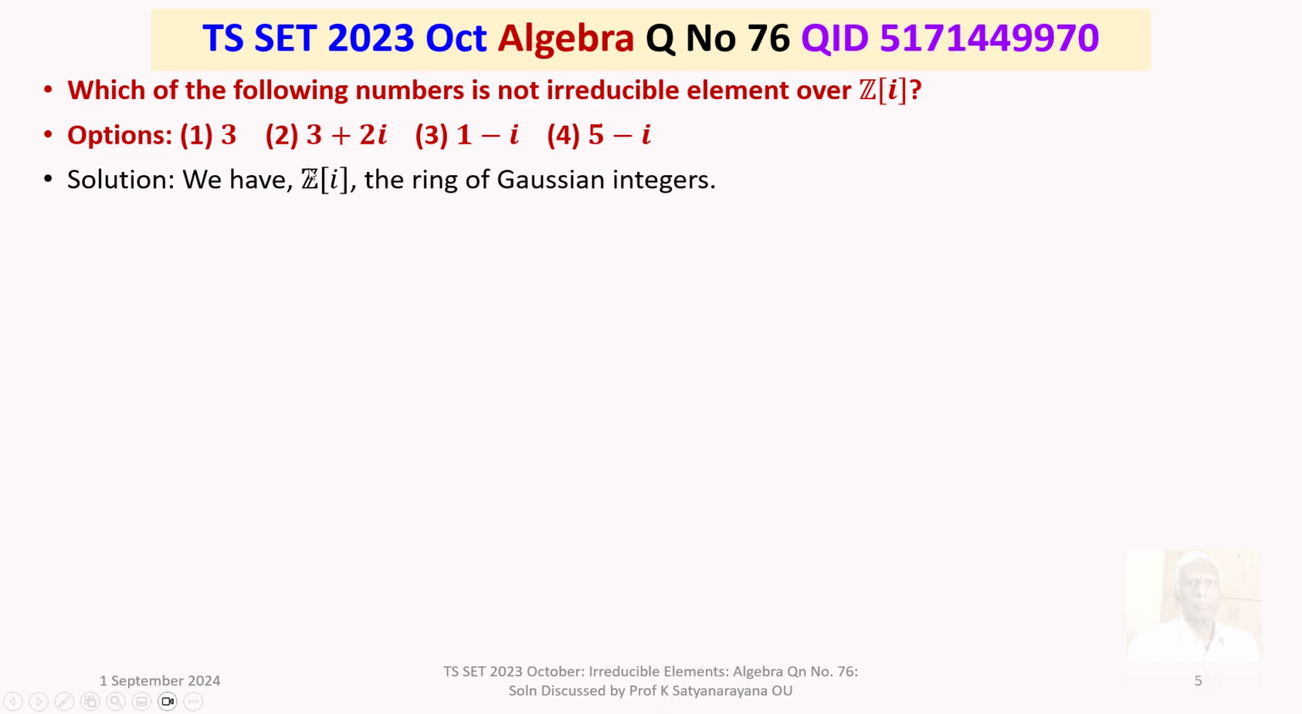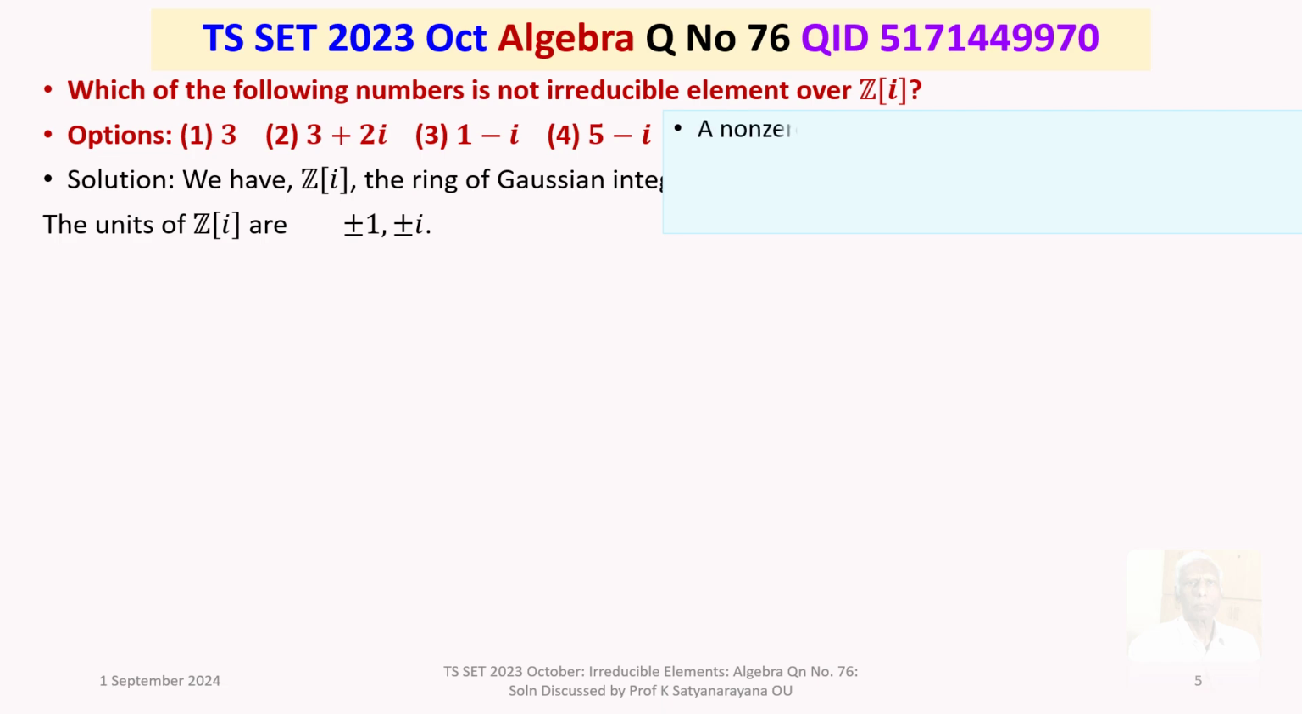We have Z[i], the ring of Gaussian integers, and it is an ED, that is a Euclidean domain, and the elements of Z[i] are a plus ib, where a and b are integers. And we know that the units of Z[i] are plus or minus 1 and plus or minus i. Who are units? They are invertible elements under multiplication.